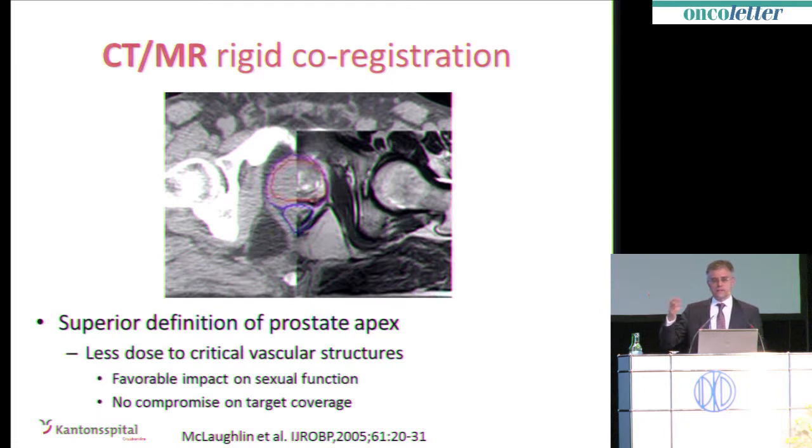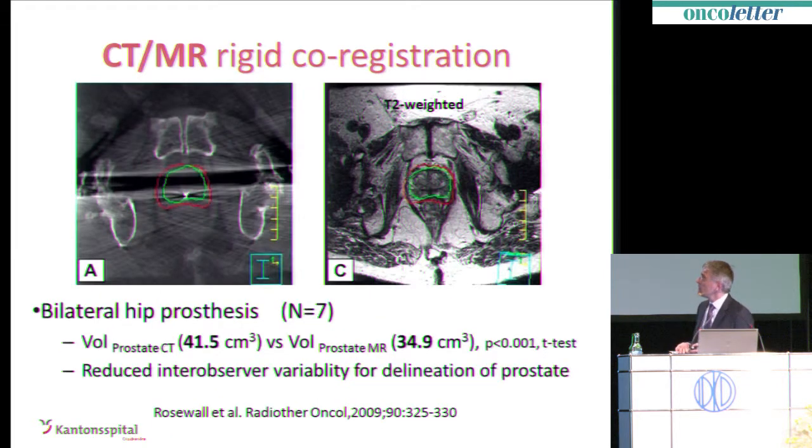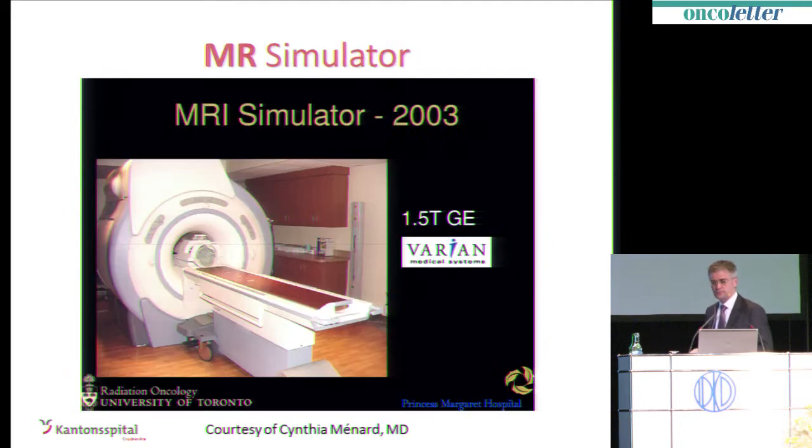What we use the MR for at the moment is also doing co-registration. You know, we get superior definition of the apex. That probably means we can be careful with our dose for the vascular structure, this may impact on the sexual function of these men, and without compromising the target coverage. Imagine a patient with bilateral hip prosthesis. It's very hard to contour the prostate. There are programs now compensating for these artifacts. However, when you combine it with an MRI, you actually can contour your prostate very nicely, and this also has been shown that actually the volume of your prostate is much more accurate.